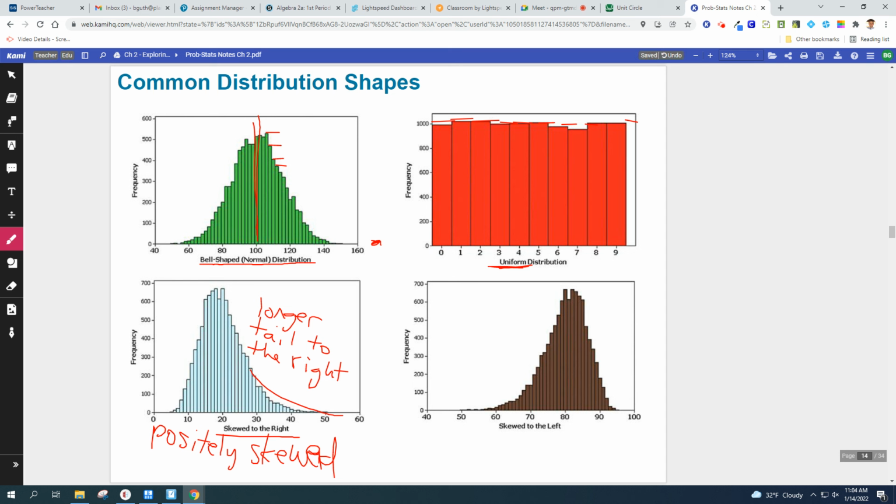So then the next one, when it has a longer left tail, it's skewed to the left, or negatively. Negatively skewed, longer left tail.